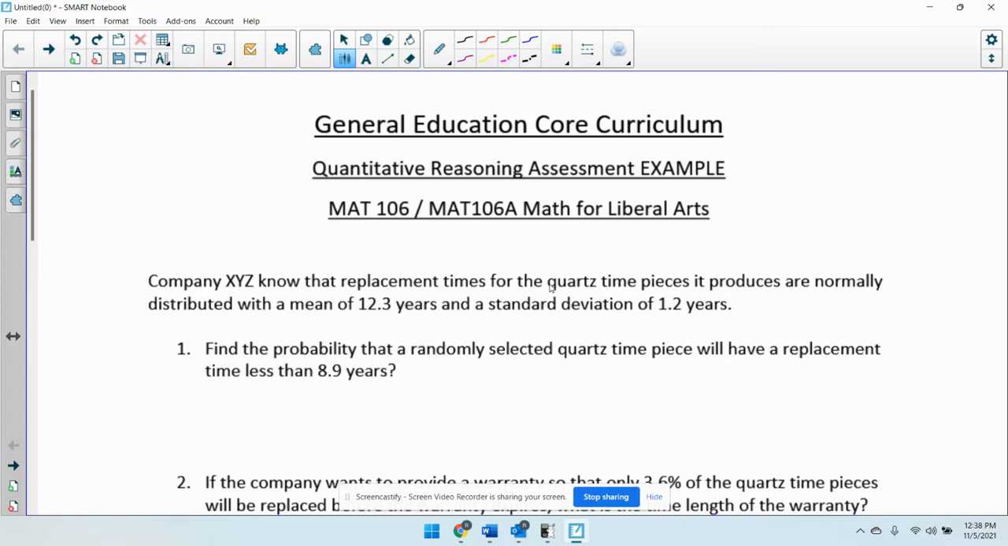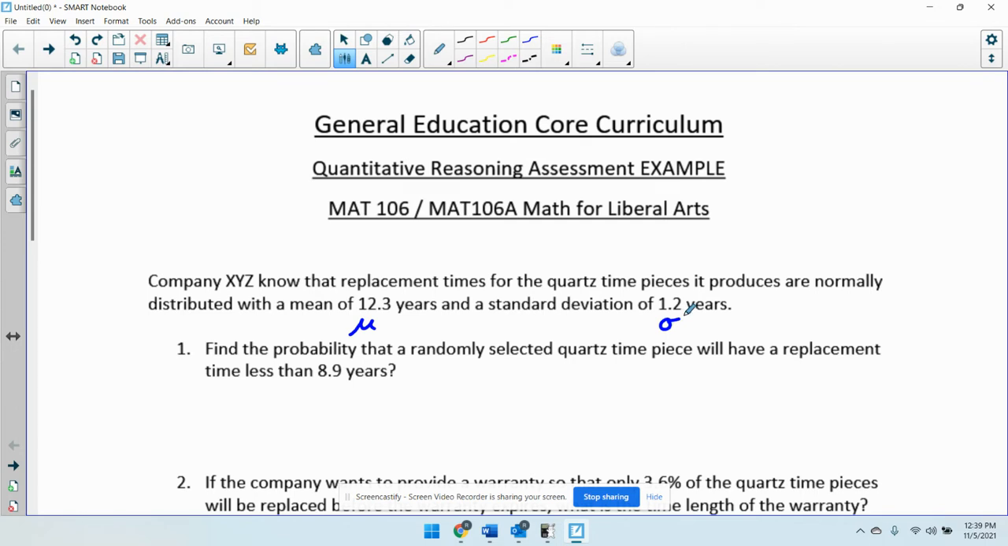Okay, here's just an example that I'm going to give you on how you're going to complete the quantitative reasoning assessment. These are the kind of things I'm looking for in order for you to receive full credit for this assessment. So our question says the company XYZ knows that replacement times for the quartz timepieces it produces are normally distributed with a mean of 12.3 years and a standard deviation of 1.2. So this is going to be my population mean mu and my population standard deviation sigma.